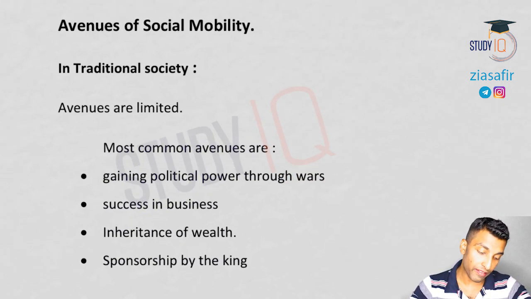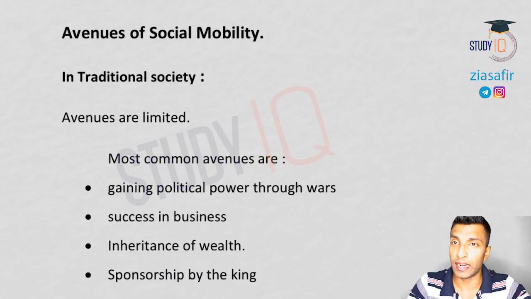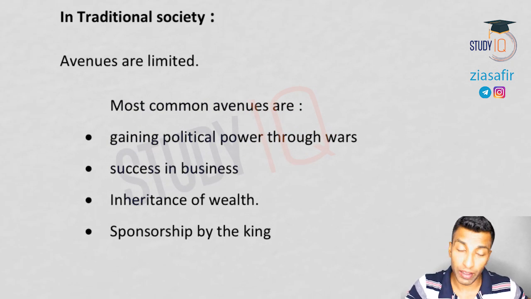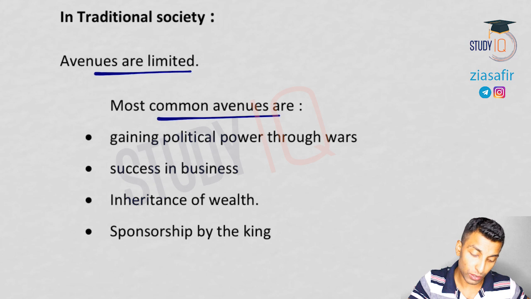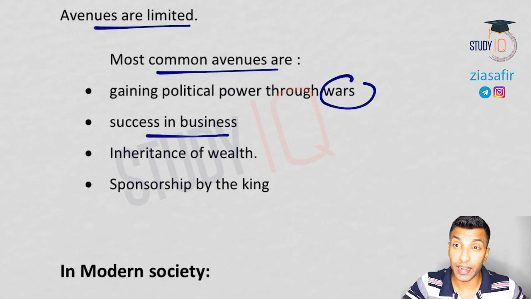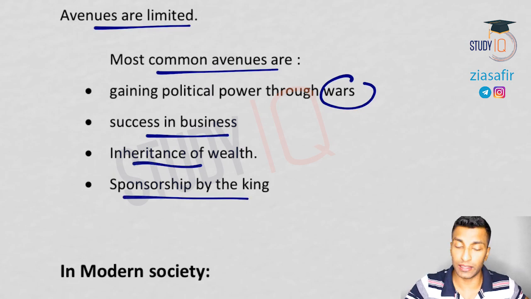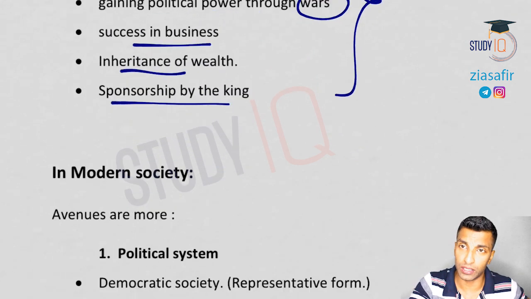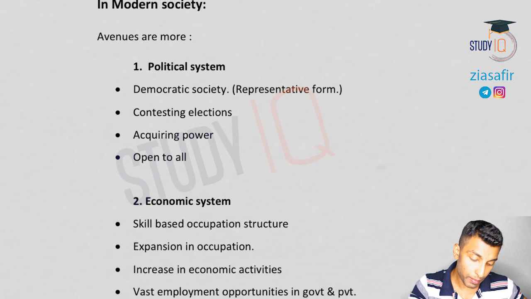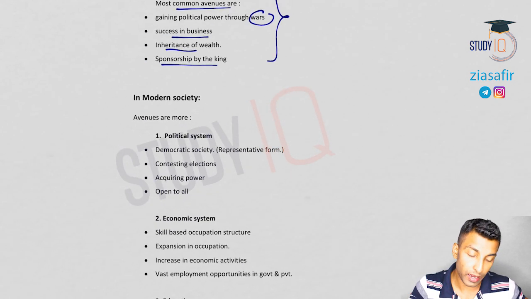now next topic is avenues of social mobility. What are the chances, what are the choices, what are the sources, what are the causes? In any way you can see this in the syllabus. So in traditional societies, as I have already told you, avenues are limited. Most common avenues are: you gain political power through wars, success in business, inheritance of wealth, sponsorship by the king. So these are limited avenues in traditional society. Modern society, more avenues.